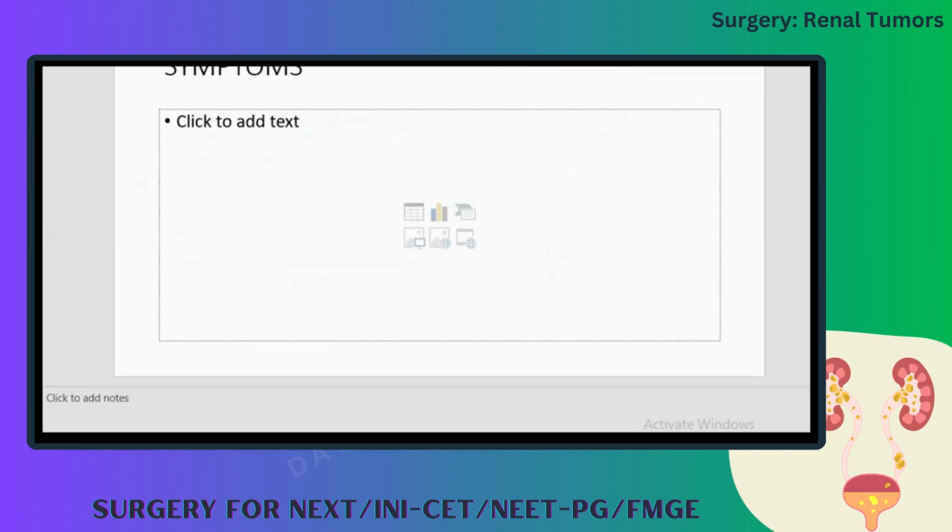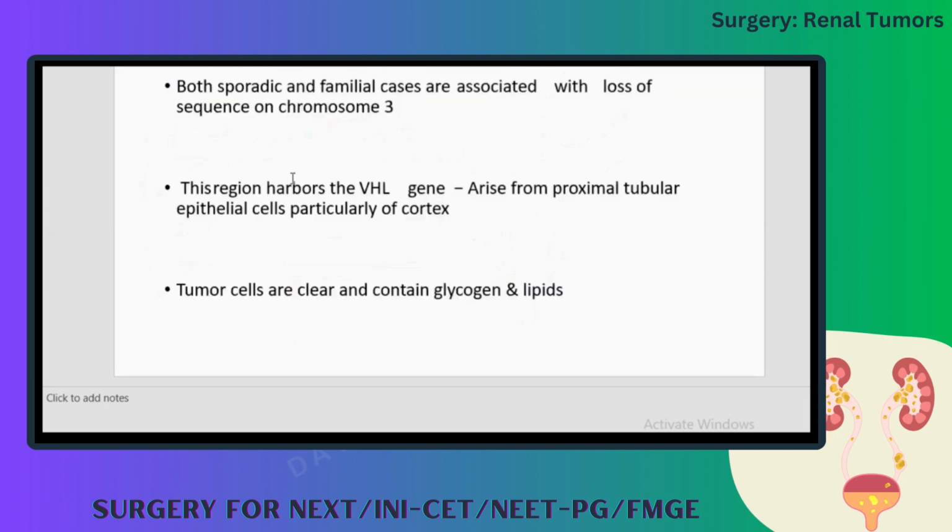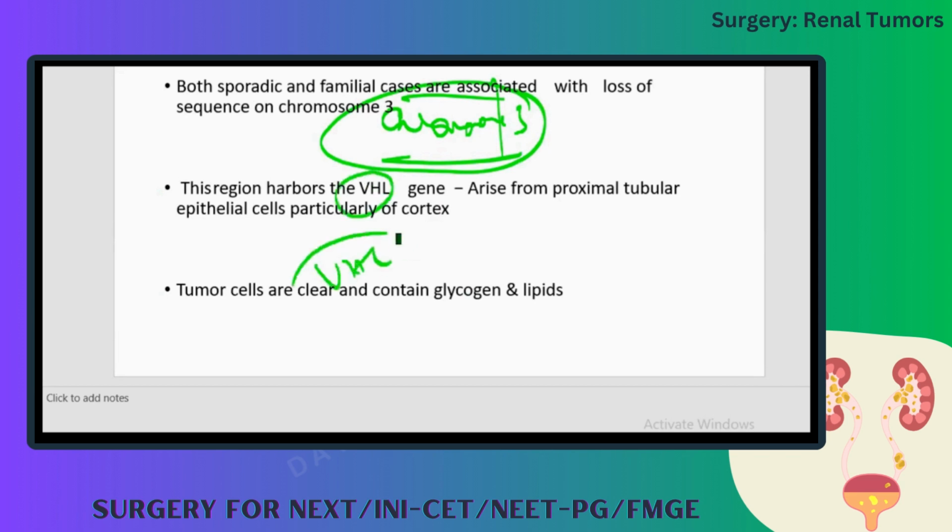So here, genetic predominance. The one thing you have to remember is genetic predominance and chromosome number 3. Most of the renal malignancies are associated with chromosome number 3. It has a VHL gene. What is this VHL gene? Von Hippel-Lindau gene. This gene's abnormalities are seen in renal cell carcinoma patients. Just remember chromosome 3, VHL.